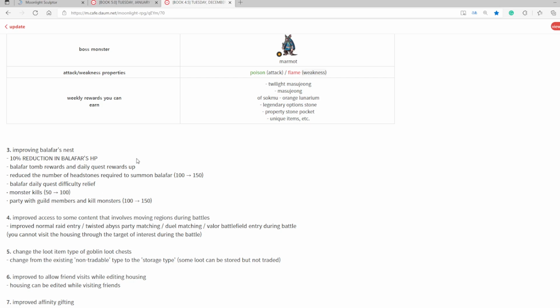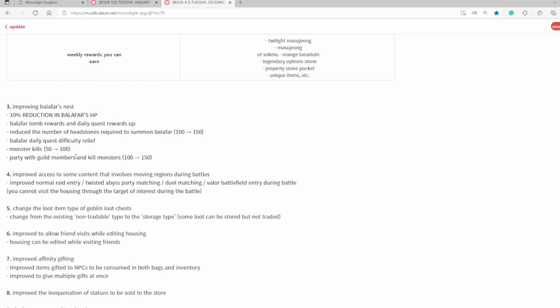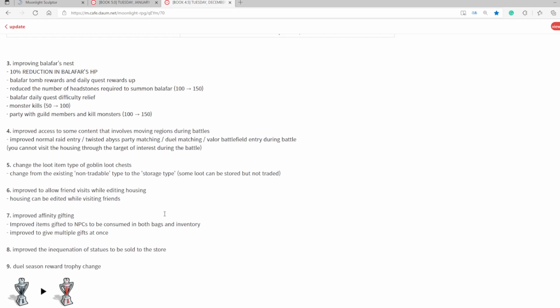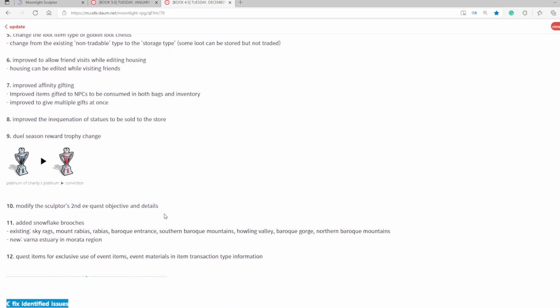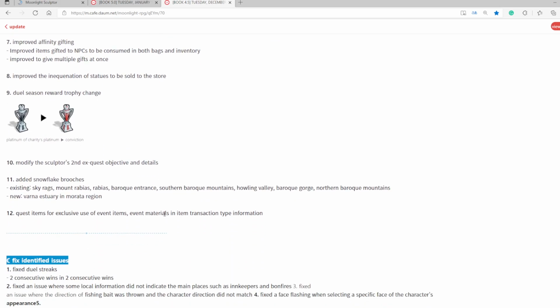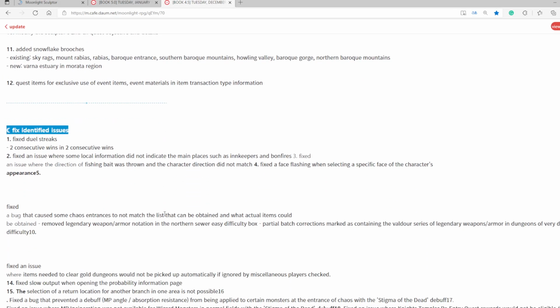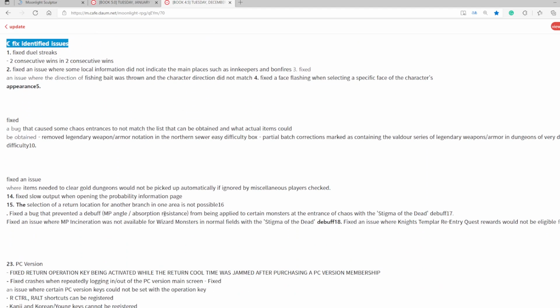So the daily quest also changes a bit from killing monsters. Is it changed? Reduced number of hits and requires summon. Oh, this is to summon the Valifor boss. So it changed what the requirement is, and these are the changes here. So I guess these are some fixes that will happen next week as well.